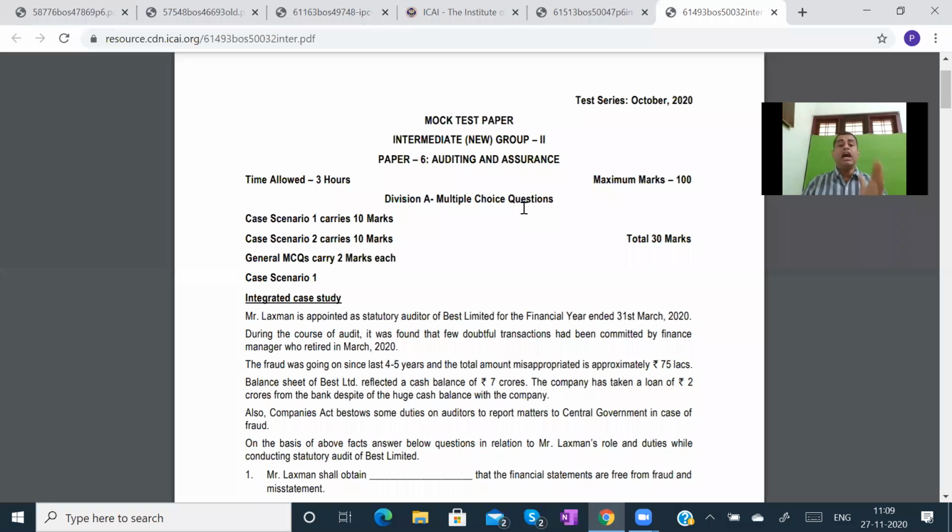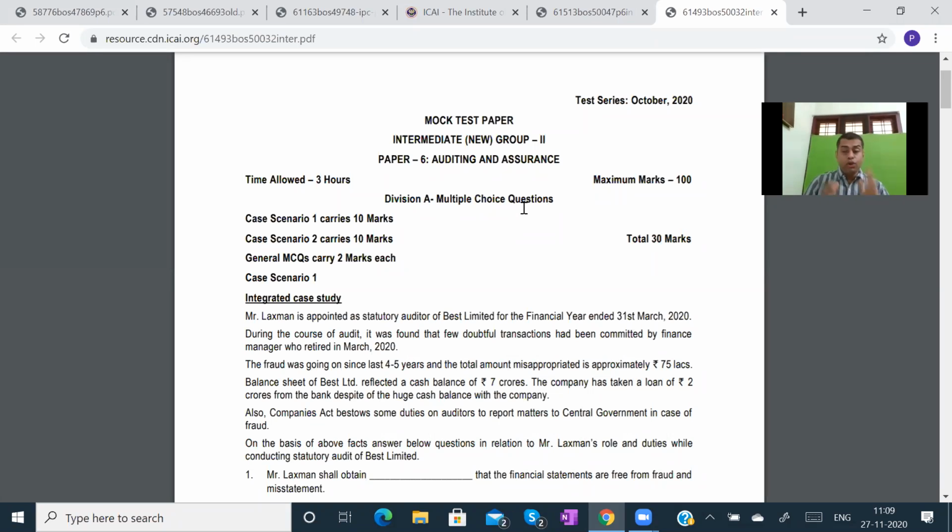We are doing this mock test paper for CA Intermediate new syllabus. Even if you are an old syllabus student, please follow me, write the exam, or attend this MTP revision session, because I do not find any difference between the old and new syllabus except one or two parts like bank audit. Other than that, everything I feel is the same.